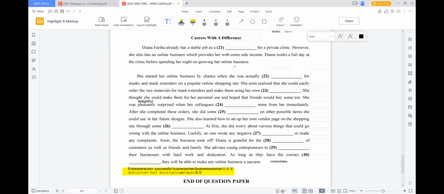Okay, so can you guess the answer for 22? Everyone, you can guess. I will type it out here. You can guess your answer. She was actually what for mask and mask extender on a popular online shopping site. Just guess only.